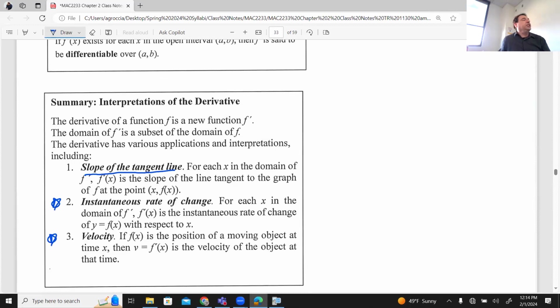Instantaneous rate of change: how things are changing right now, and velocity, which is the last example. So we're going to find out how things are changing right now. How is your speed changing? How is your revenue changing? How is your cost changing? How is your profit changing right now at this very moment?